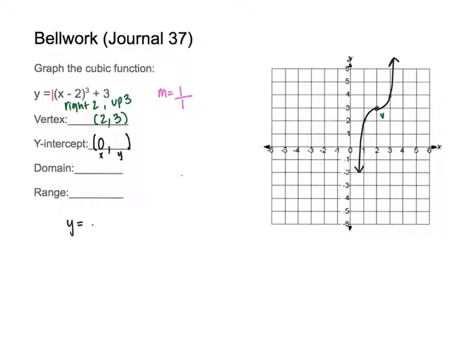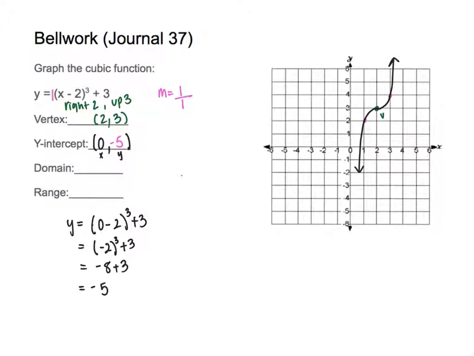So y, plug in 0 into this equation: (0 - 2)^3 + 3. And we're going to work this out. Remember, parentheses first, so we're going to work inside the parentheses. So 0 minus 2 gives me (-2)^3 + 3. (-2)^3, well, that's just saying -2 times itself 3 times. So -2 times -2 gives me +4. +4 times -2 gives me -8, plus 3. And if I were to add this up, I get -5. All right, so that means that my y is -5, and that's my y-intercept.